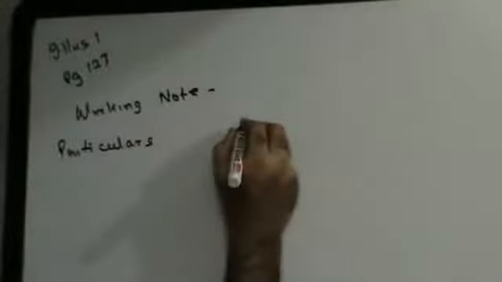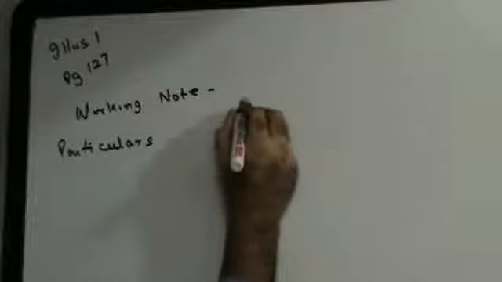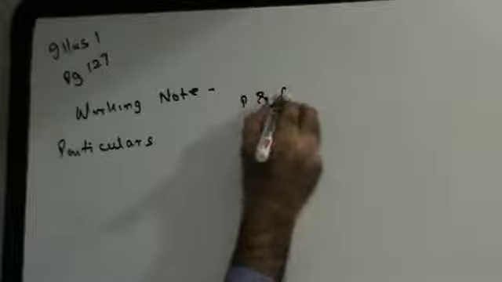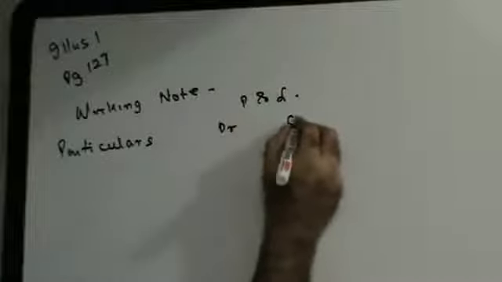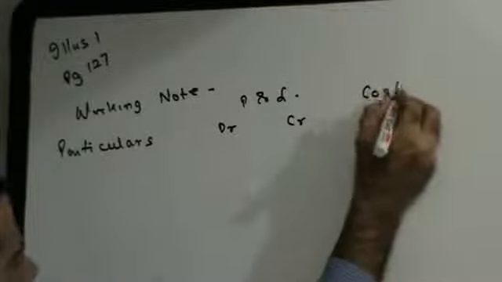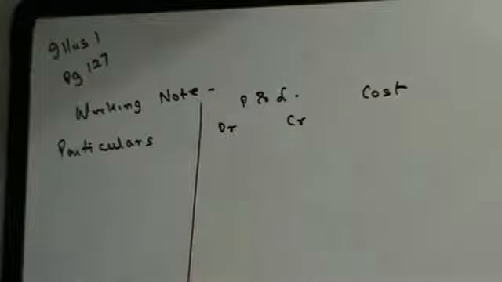You need a working note. Your working note is made up of particulars, P&L, debit, credit and cost. This is going to be your ruling of working note.